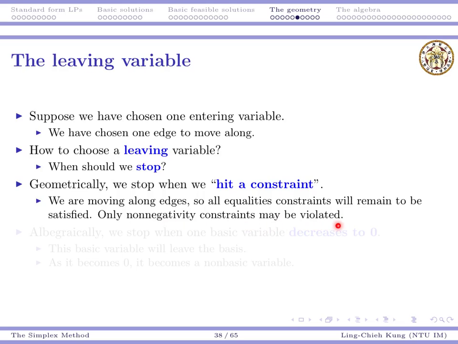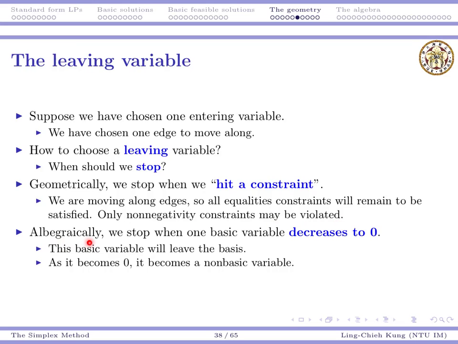The key is here. In algebra, when we increase our non-basic entering variable, other basic variables' values may change. And if one basic variable's value decreases to 0, this basic variable will leave the basis. Because it becomes 0, it will become a non-basic variable. So you can see the entering variable changes from non-basic to basic, and the leaving variable changes from positive to 0, from basic to non-basic.